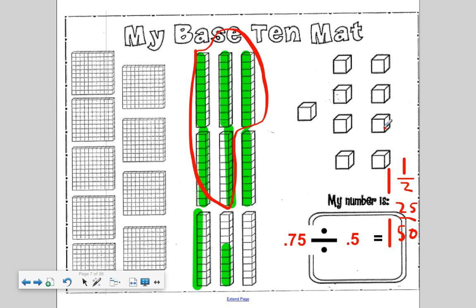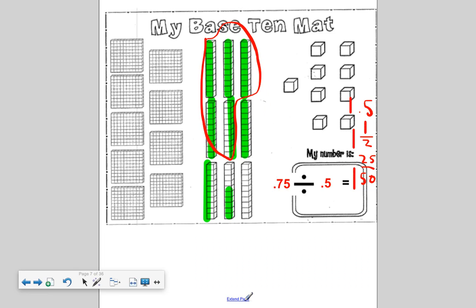How can you say that in decimal form? 1 and 5/10. So how many groups of 5/10 go into 75 hundredths? One whole group and half of a group, or 1 and 5/10. If you're looking at this, what if you do not prefer using a pictorial model? Can you rewrite this division of decimals in fractional form?